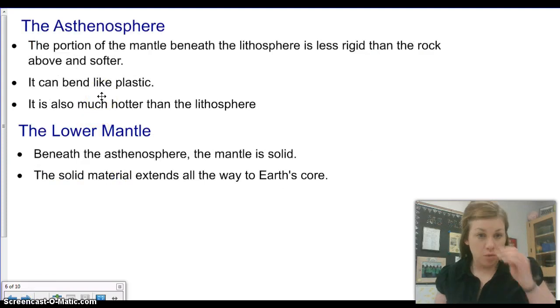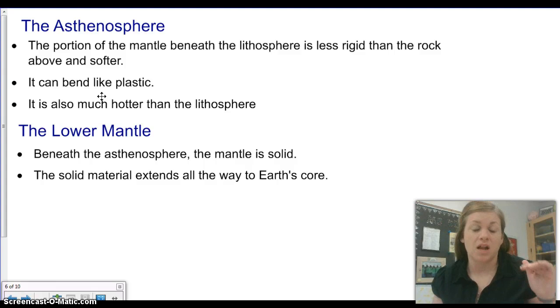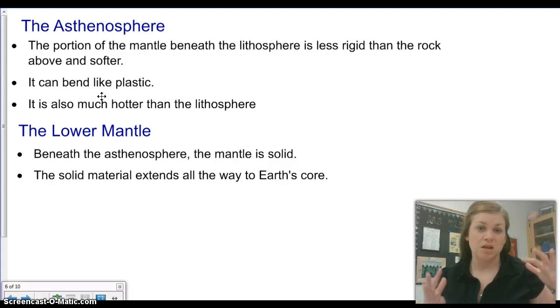The asthenosphere, this portion of the mantle beneath the lithosphere, is less rigid than the rock above it, and it's softer. It can bend like plastic. It's hotter than the lithosphere, so it starts to bend and move a little bit, but it's not like lava. It's just a softer rock that can bend and mold like clay. The lower mantle is solid, and it's very hot, and the solid material extends all the way to Earth's core.